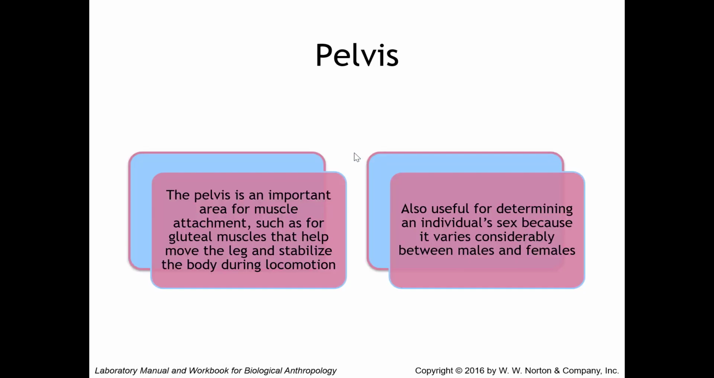All right. So the pelvis is an important area for muscle attachment, such as for your gluteus muscles, and those help us move the leg and stabilize the body during locomotion. The other thing that the pelvis is really useful for is determining an individual's sex, because this varies considerably between males and females. We're going to talk about this when we get to human variation, and also in the next chapter when we talk about forensics and bioarchaeology, because we're going to learn how to determine sex based on the pelvis.